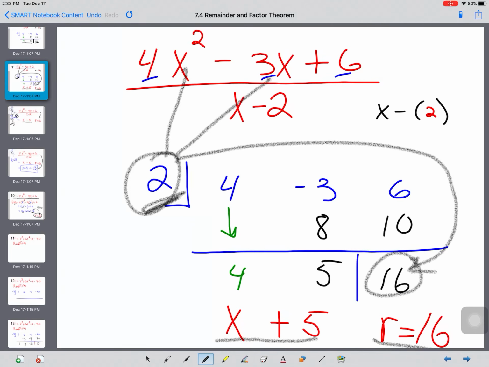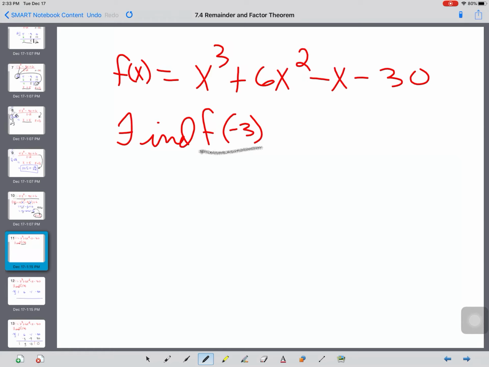If I want to find what f of negative 3 is, I could just plug negative 3 into all of the x's and see what you get. And a lot of times that's easier. But you will get the same answer as if you do the synthetic division.